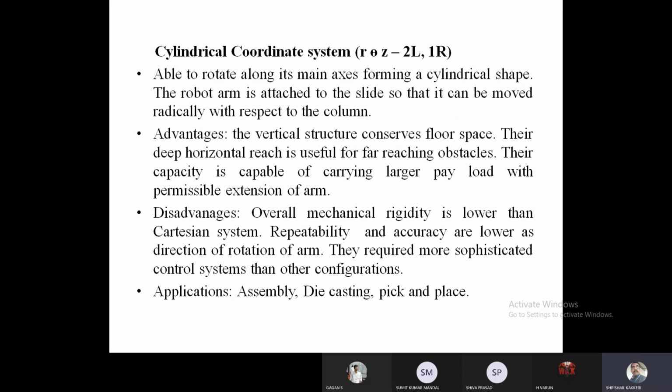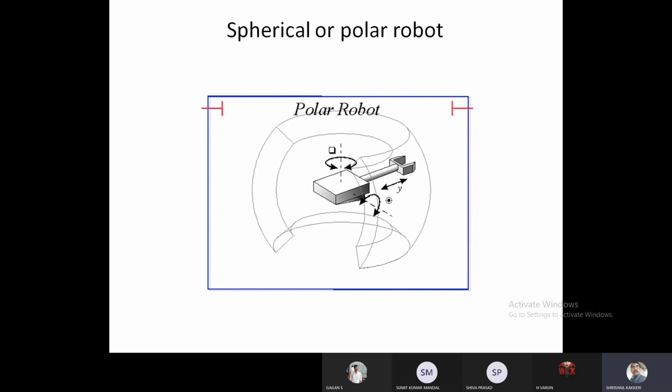The next one, the same thing I have written here. Let me come to the spherical or polar coordinate system. The coordinates are r, theta, phi. First one was x, y, z. The second one was r, theta, z. And here it is r, theta, phi. R, theta, phi is the coordinate of the robot.